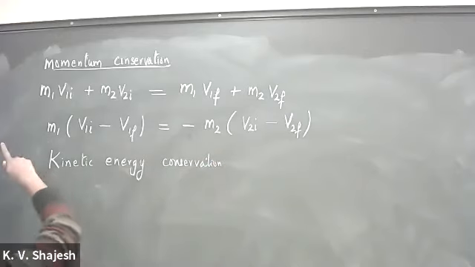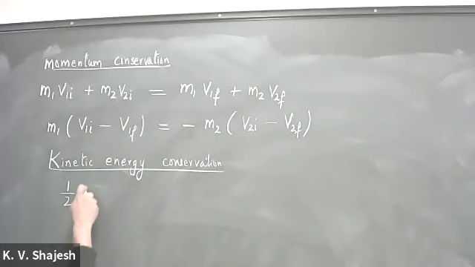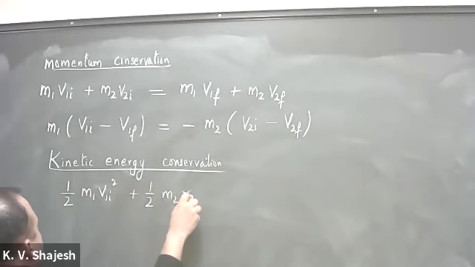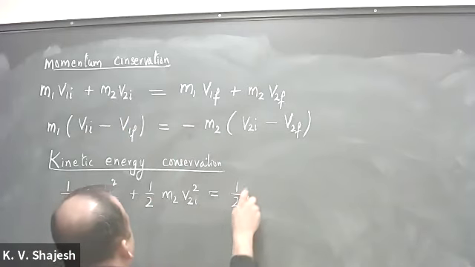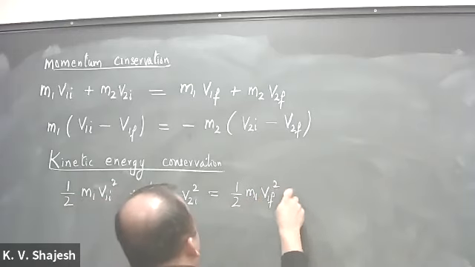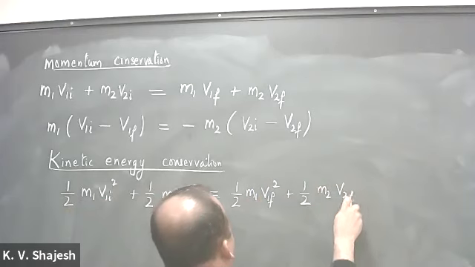It should be conservation of momentum and conservation of kinetic energy. I wrote it that opposite way, but it's understood, I suppose. That reads half of M1 V1 initial square plus half of M2 V2 initial square is equal to half of M1 V1 final square plus half of M2 V2 final square.